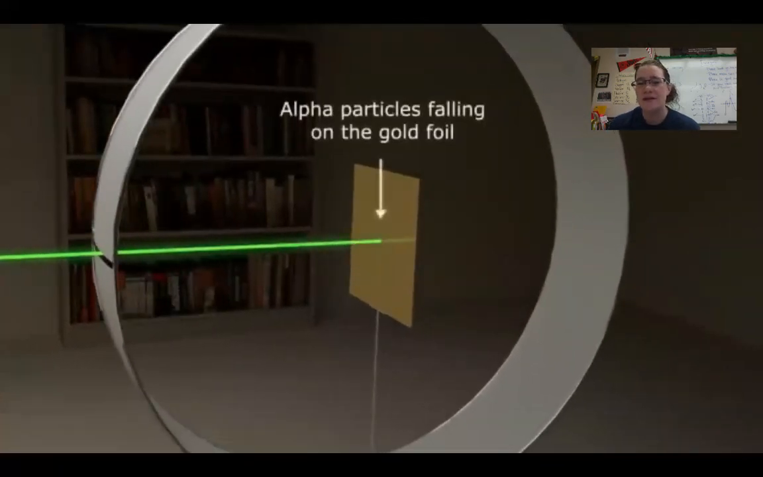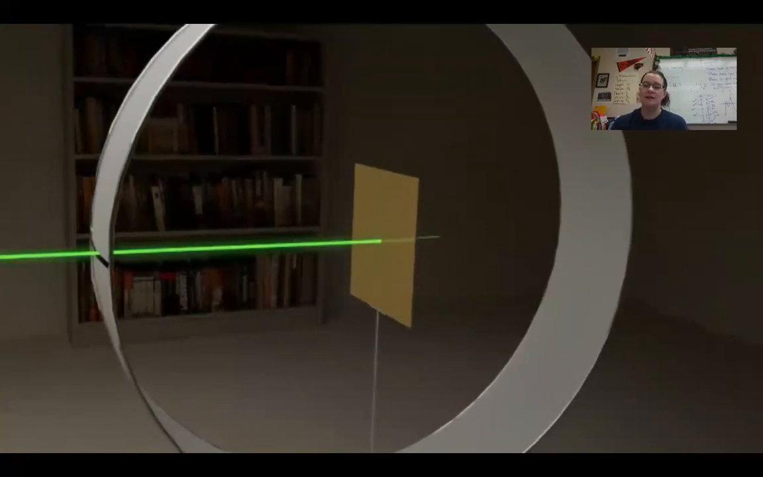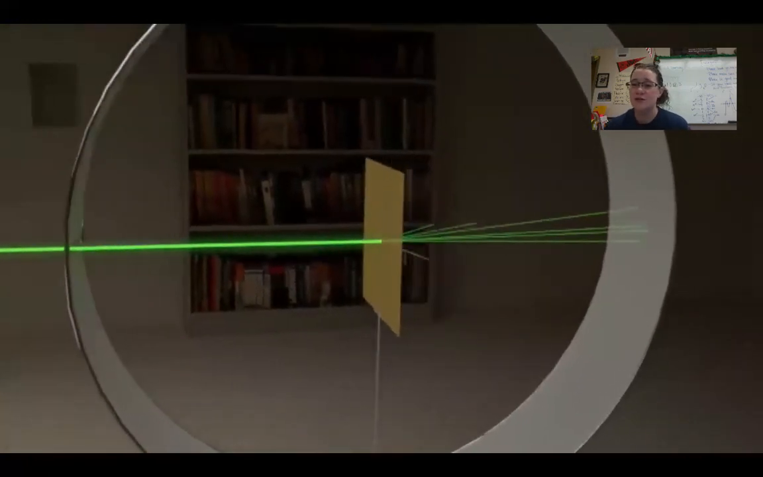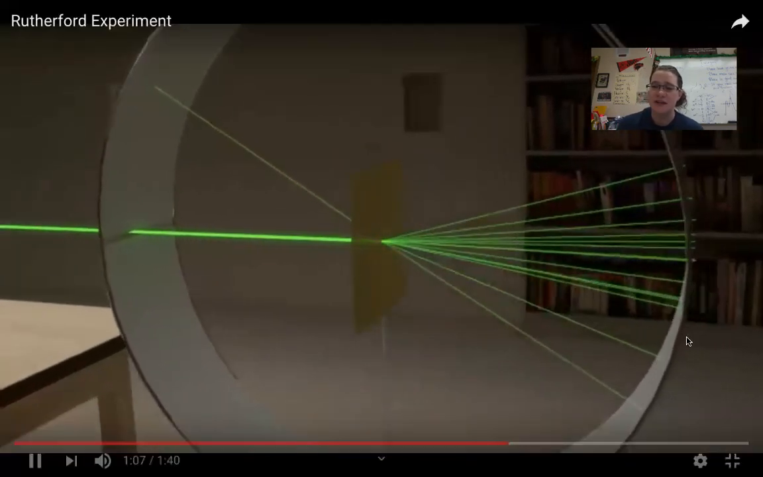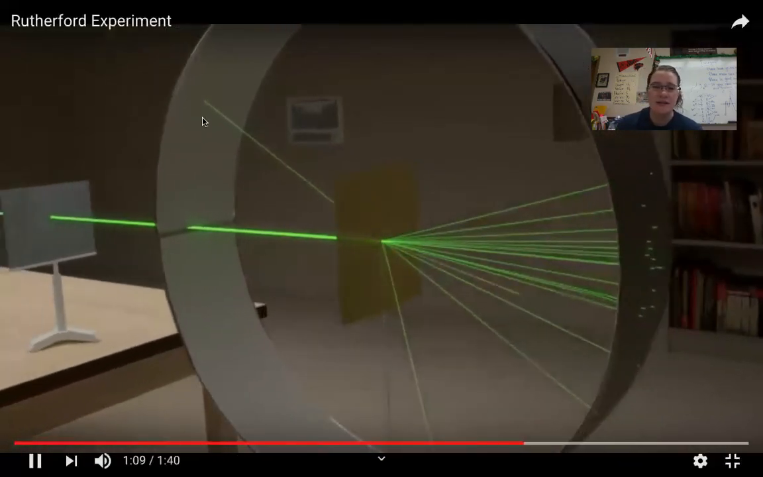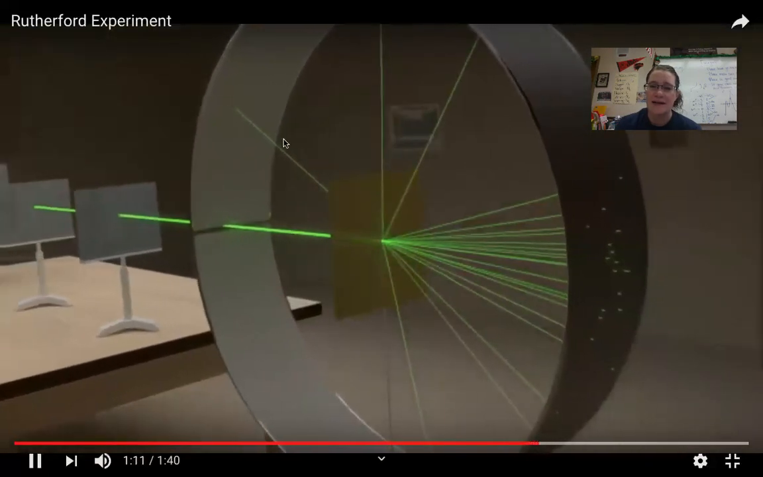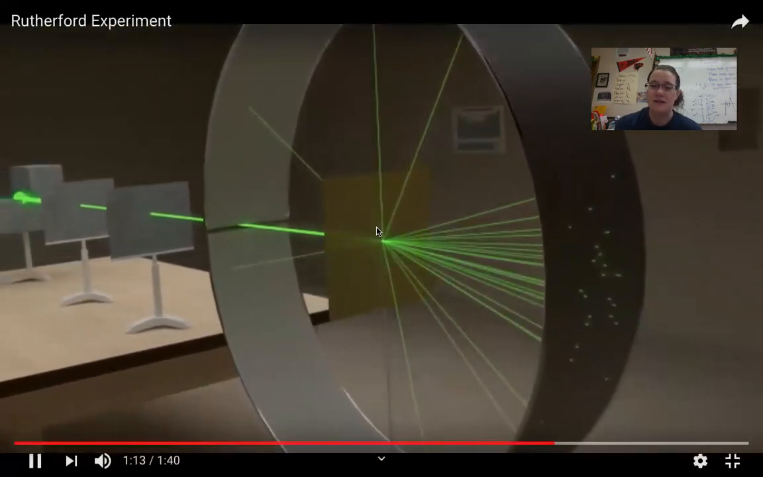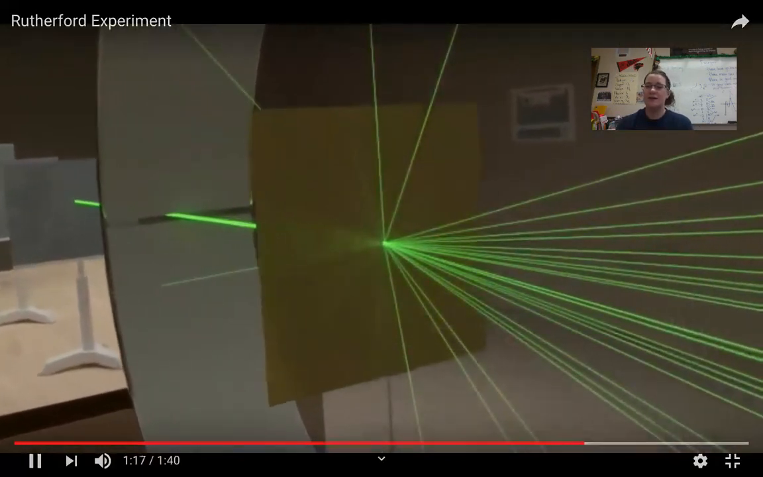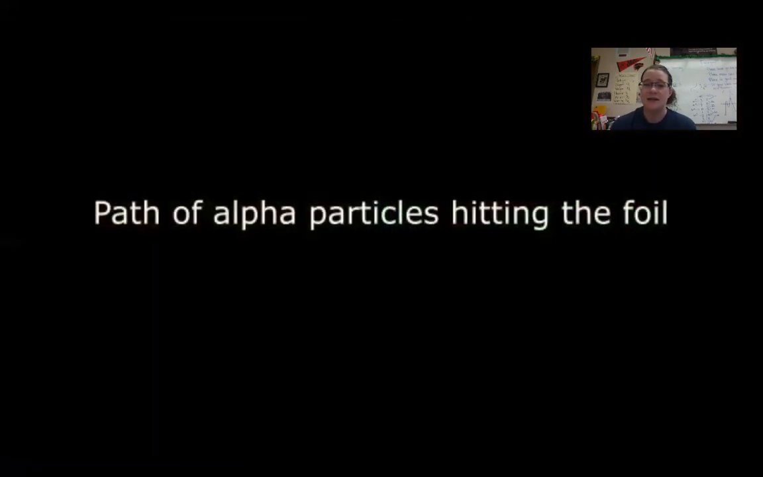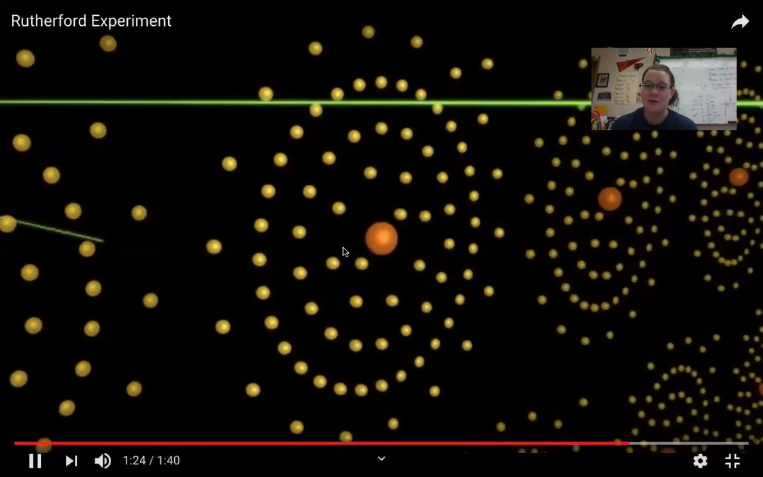And when it happens, we're going to see that the particles do sometimes go straight through, but notice some of them are deflected at pretty wide angles. This one over here bounced clear back. These are emitted sideways. And so this is something that Rutherford did not expect. This means J.J. Thomson's model of the atom cannot be correct.